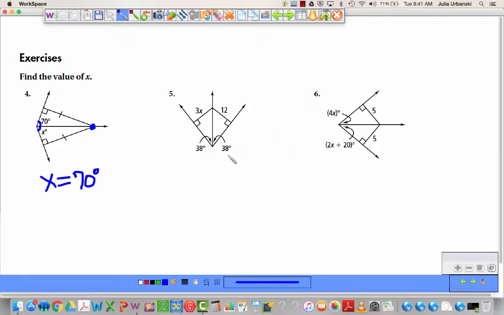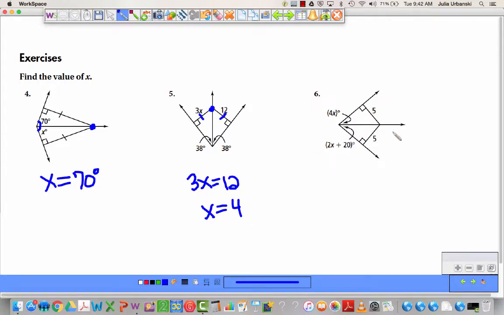This one right here, what do you know? You know that 38 equals 38. You know that this is being bisected. Therefore, this point that's on the bisector has to be equidistant to this edge as it is to this edge. So 3x equals 12, which means that x equals 4.